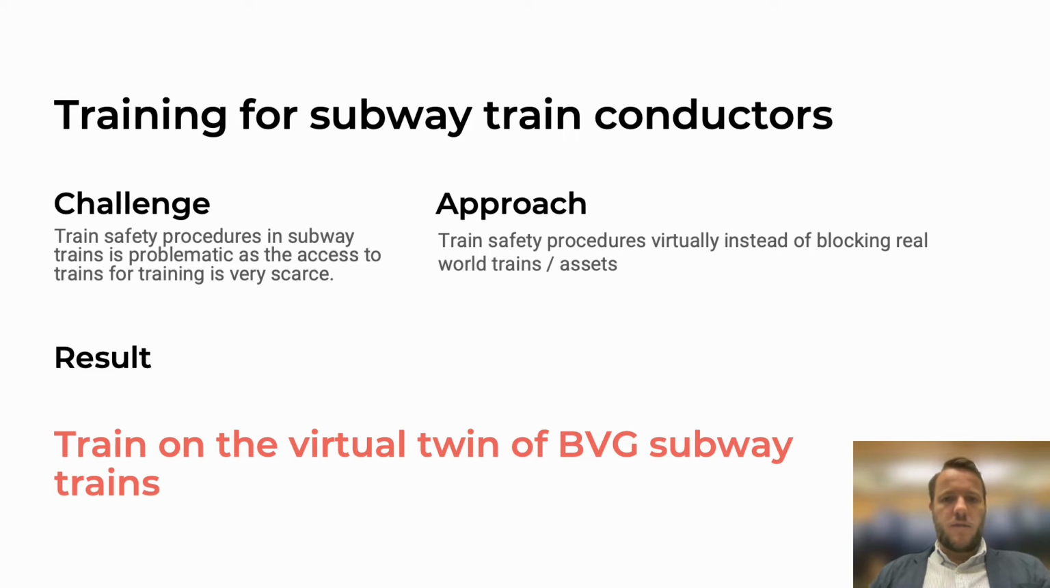The second use case I want to present to you is the training for subway train conductors. Here the problem is also that train safety procedures should be trained on real subway trains. The problem is that access to such trains for training is very scarce, because the trains are most of the time in usage and cannot be used for training. So the approach we took is that we created virtual twins of the Berlin subway trains, and we used those virtual twins for the trainings, which you can see in the following.